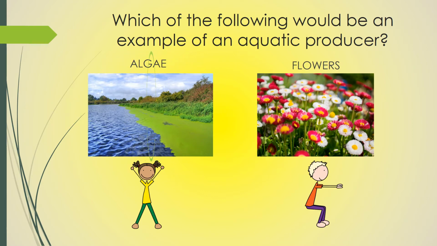The answer is algae. Remember, algae is an aquatic producer because it is found in the water. It gets its nutrients from the sun and it produces its own food.